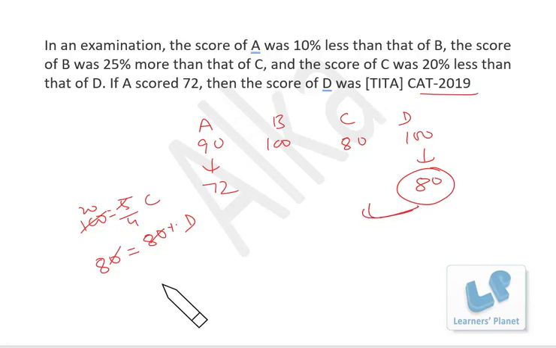Okay, a very simple, I can say 20-second problem from the CAT 2019 paper. So I hope this is clear. 72 is 80% of 90, so 80% of 100 we have to find out. We want the score of D, so that is 80. Okay.